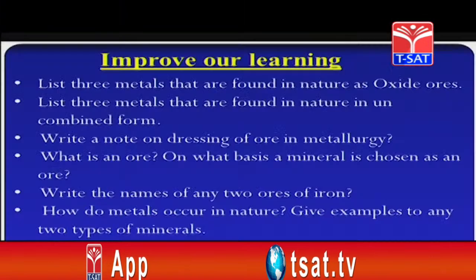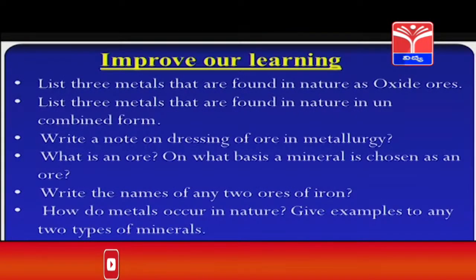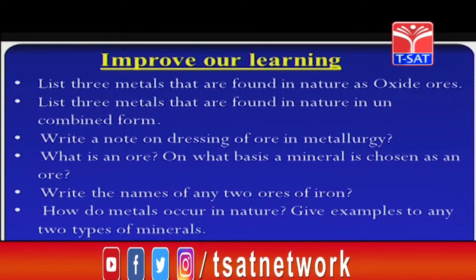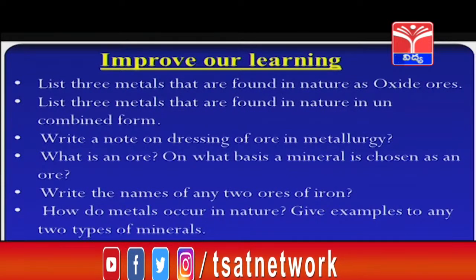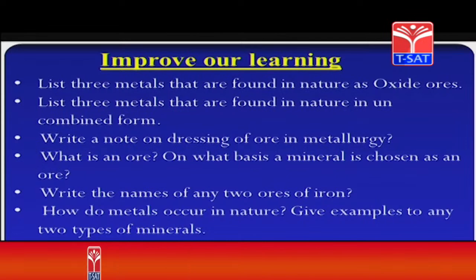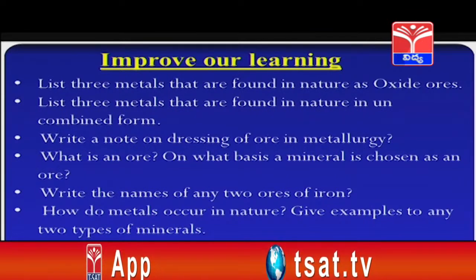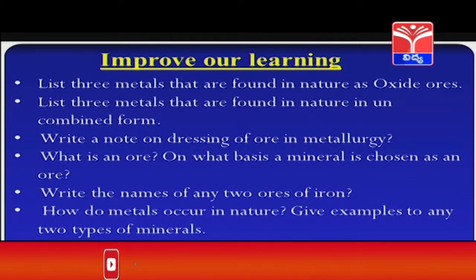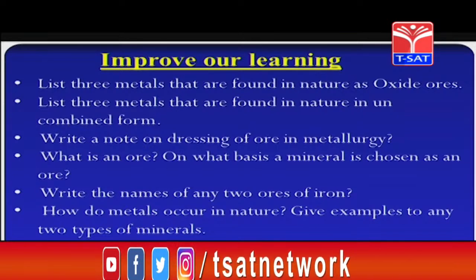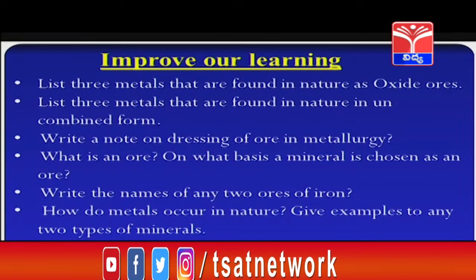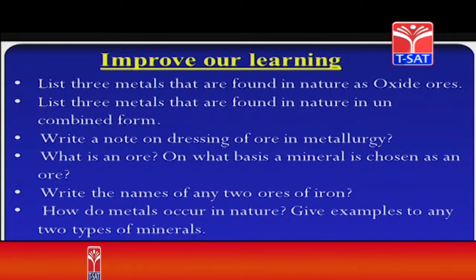Answer these questions, children, in the Improve Your Learning. List 3 metals that are found in nature as oxide ores. List 3 metals that are found in nature in the uncombined form. Write a note on dressing of ore in metallurgy. What is an ore? On what basis is a mineral chosen as an ore? Write the names of any 2 ores of iron. How do metals occur in nature? Give examples of any 2 types of minerals.